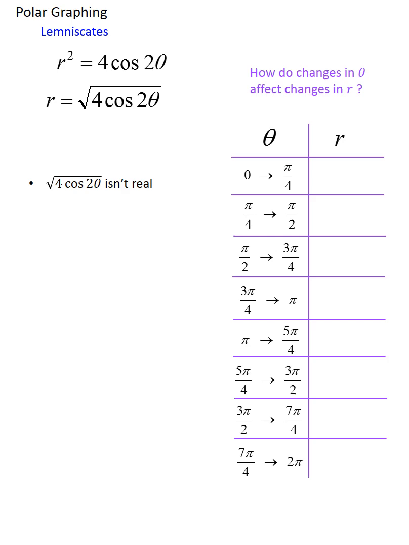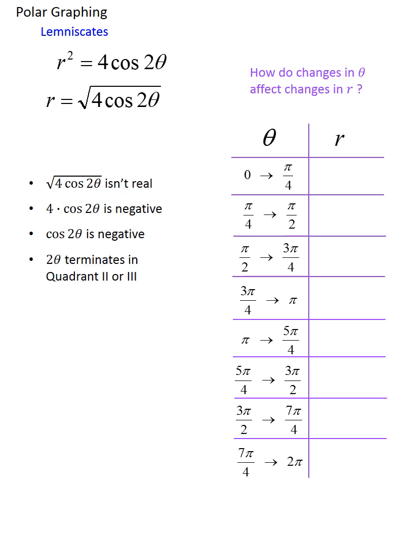When is the square root of a number not real? Well, when the radicand, or the number under the radical, is negative. But when is 4 times a number negative? When the number itself is negative. That raises the question, when is the cosine of 2 theta negative? Well, 2 theta is our radian argument, and if that were to terminate in quadrant 2 or 3, the cosine would be negative. Recall, the cosine is the x-coordinate on the unit circle, therefore the cosine is negative in quadrants 2 and 3.